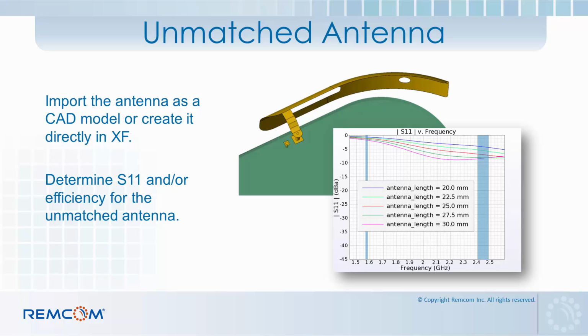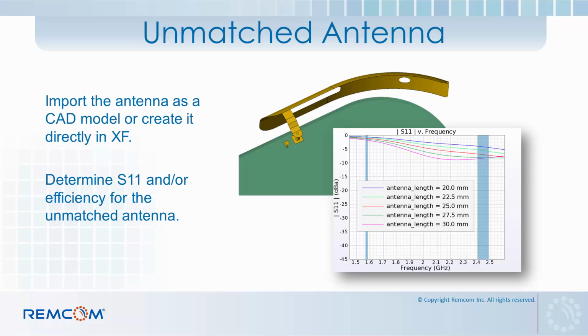Analyzing an unmatched antenna starts with getting the 3D model into XF. You can do that by either importing a CAD model, or you can create the model directly within XF using the modeling tools that we have. For CAD import, XF supports multiple different formats, and it allows you to bring in files that were generated in SolidWorks or Pro Engineer or another modeling package, and that might be bringing in the antenna, but then also the housing around it, any kind of plastic pieces or displays that are associated with it.